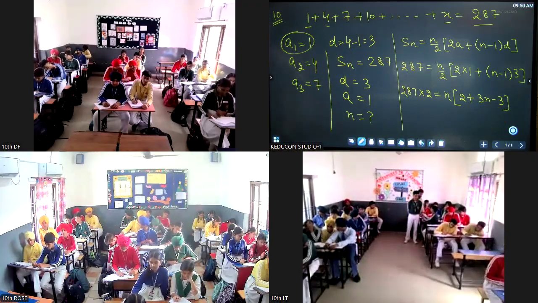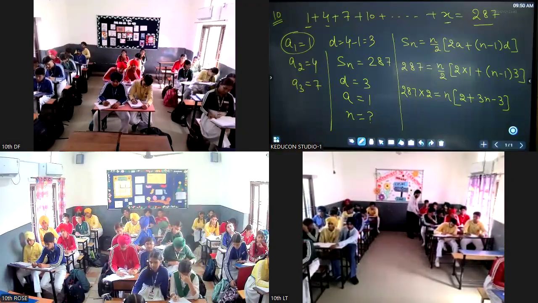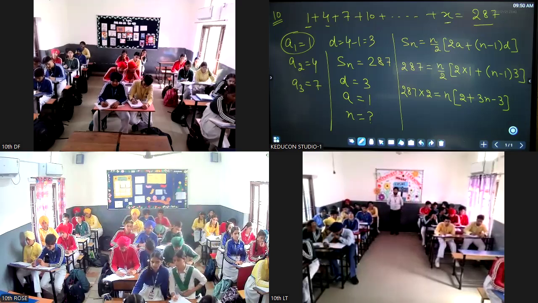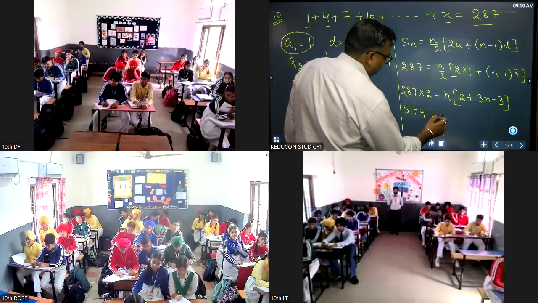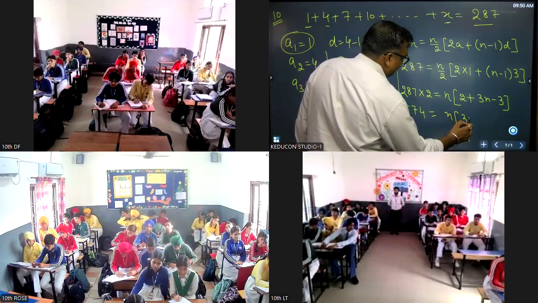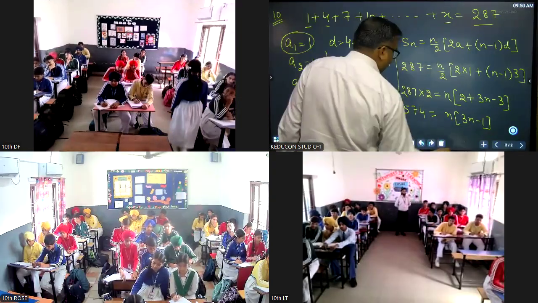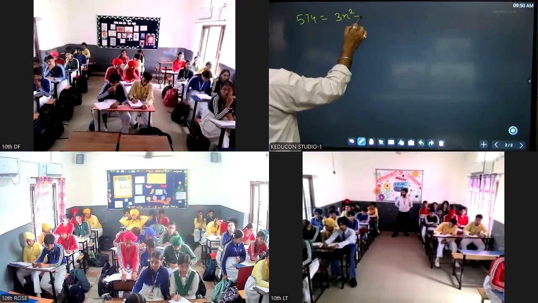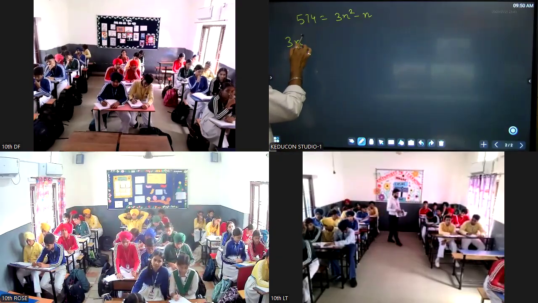Right? Any step not clear till now? If any student has not understood anything, please raise your hand. Anyone have not understood anything till now? Now students, this will form a quadratic equation. Multiply this, this becomes 574. This will become n into (3n minus 1). Right? So open the bracket. 574 equals 3n square minus n. Right? Take 574 to the other side.